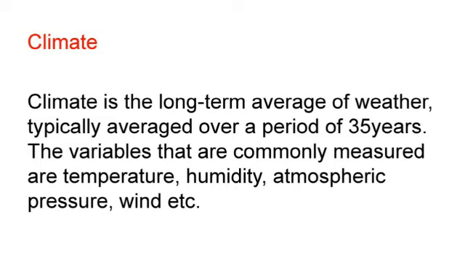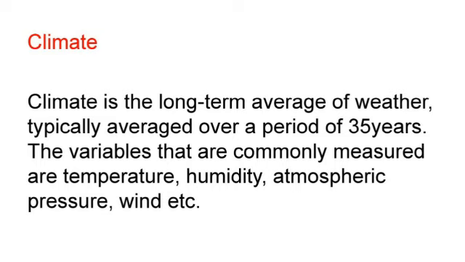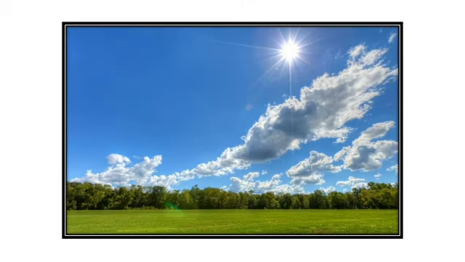Now, we'll look into the other important concept called climate. Climate is the long term average of weather, typically averaged over a period of 35 years. The variables that are commonly measured are temperature, humidity, atmospheric pressure, wind, etc. So, in climate the observation is for a long term, whereas in weather we see short term. It's a period of 35 years. So, constant observation is done, and only then the climatic conditions are declared for a particular place, measured based on temperature, humidity, and atmospheric pressure.